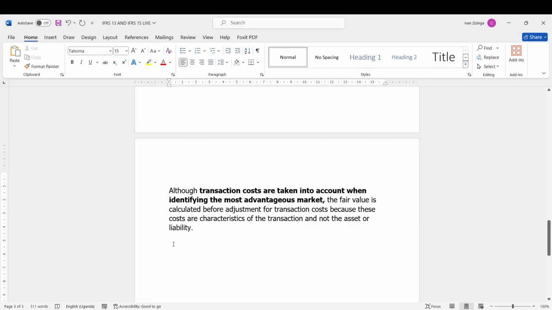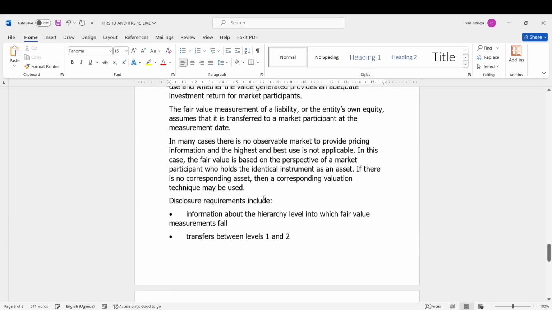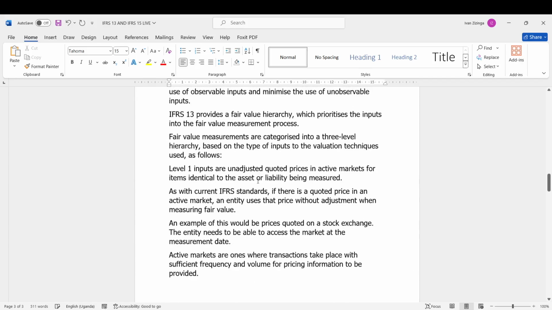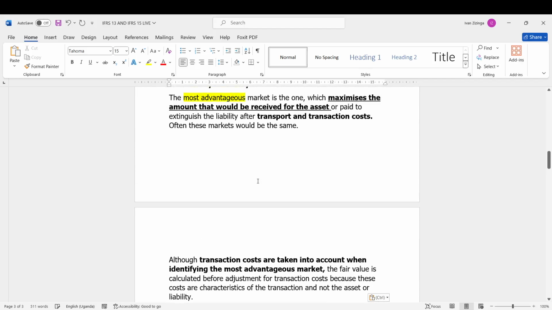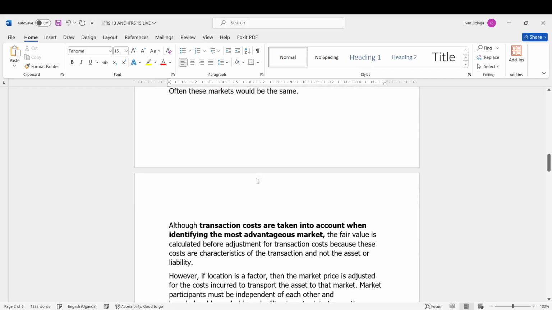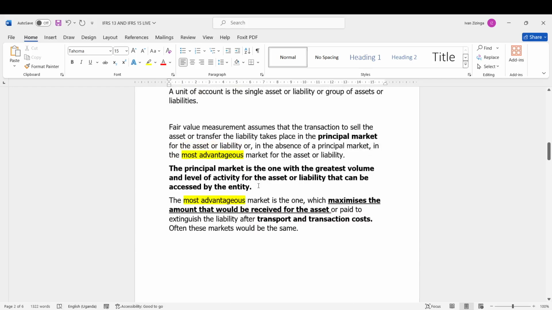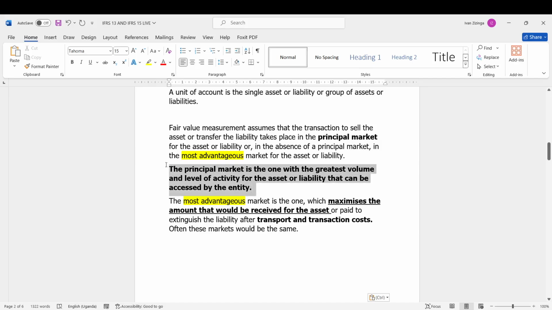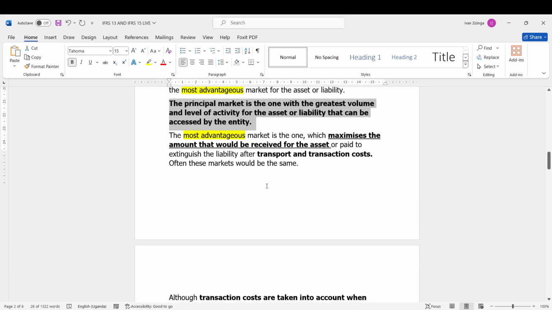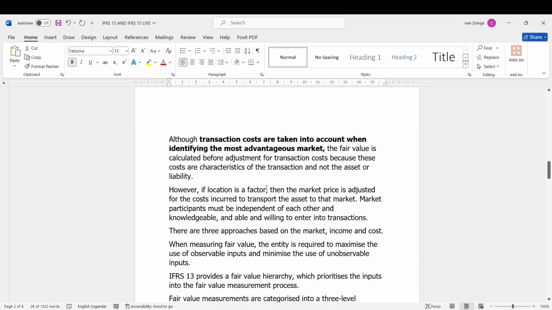We have looked at the principal market, and we have also looked at the most advantageous market. Now, I've also had cases of an active market. How does an active market come in here? We are going to discuss that under the levels. But of course, when it comes to the principal market, this is likely to come in. An active market is where you have many transactions. So I'm going to discuss that, and in fact, it's my next discussion.